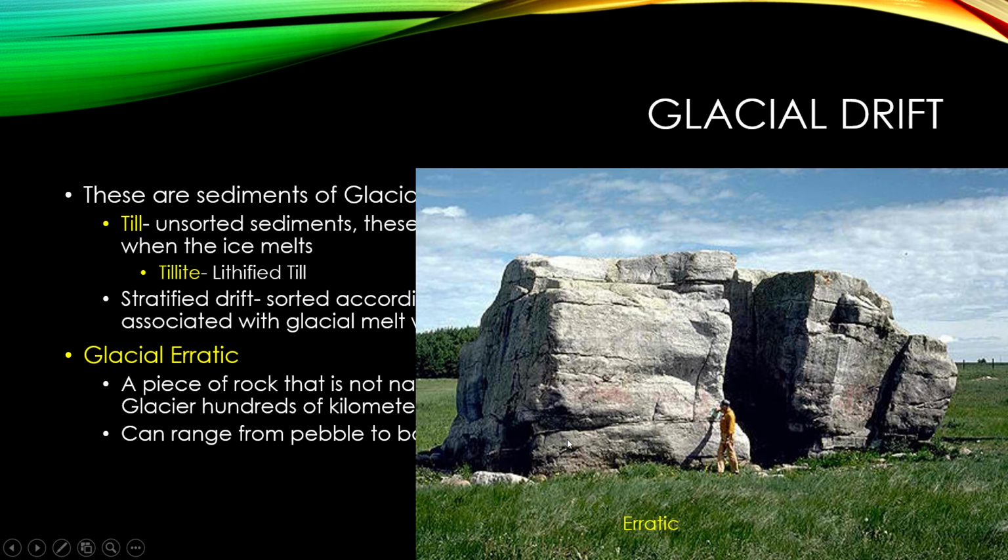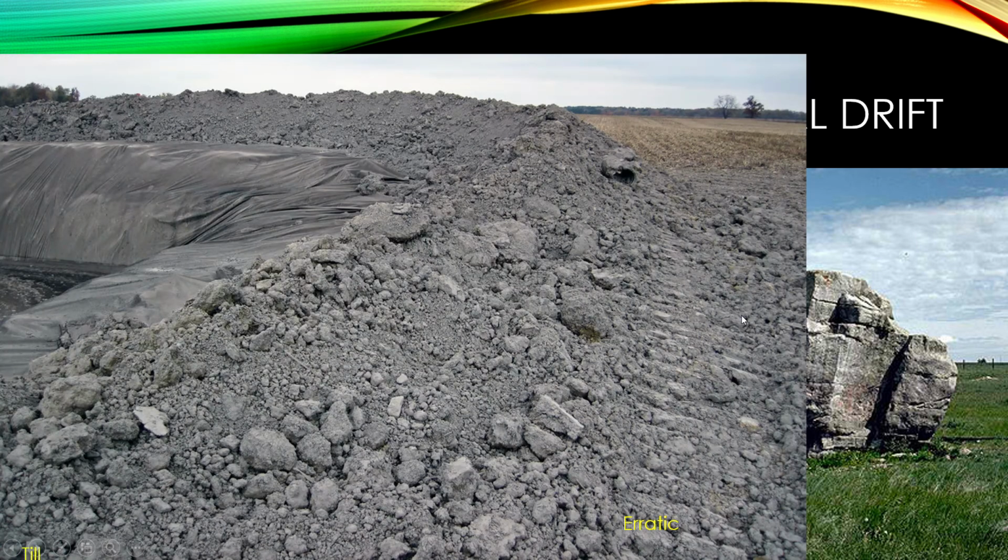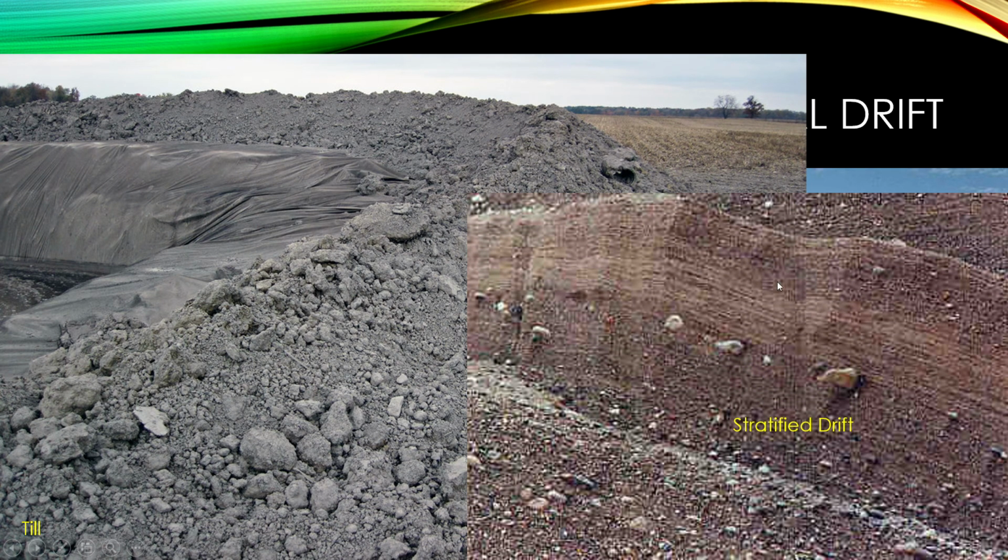As you can see, that one is very big and weighs several tons, and it kind of pops out of the landscape. And this is an example of a till. This till is not sorted, and your stratified drift is relatively sorted compared to your till.